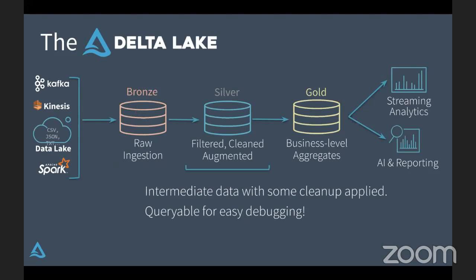Okay. As we noted with silver, right, you've got intermediate data with some cleanup applied. It's queryable for easy debugging. So for example, if you are a data scientist and you don't necessarily want to work with the business level aggregates, but you want to go one level deeper or more detailed, you can potentially just run your analysis on the silver data.